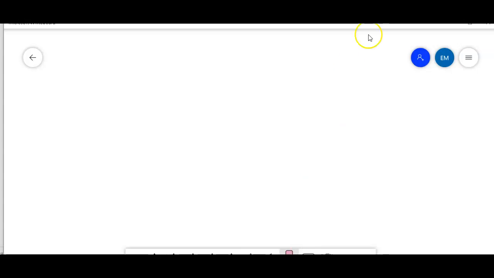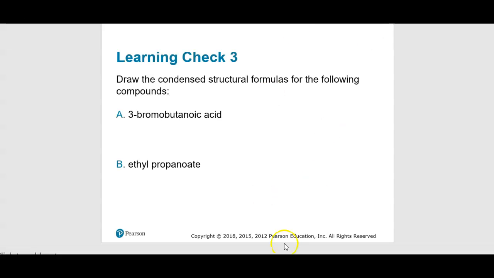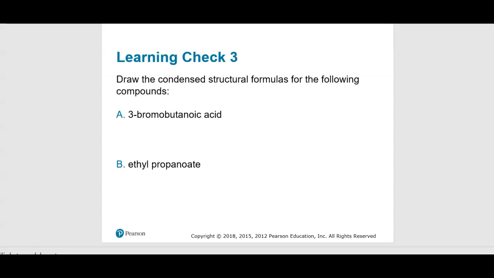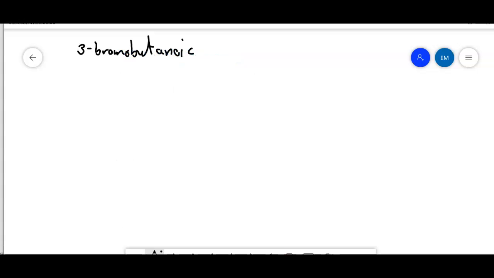3-bromobutanoic acid. Okay, that's correct. Let's write this thing down so we don't forget. Oh, that's right, we're not trying to name this thing. We're just trying to draw the structure. And what kind of structure do we need? We want the condensed structural formulas. So we're not being asked for the line angle drawing. 3-bromobutanoic acid.